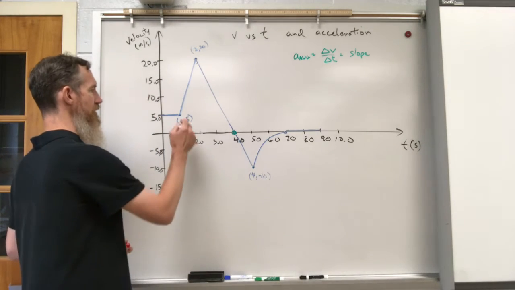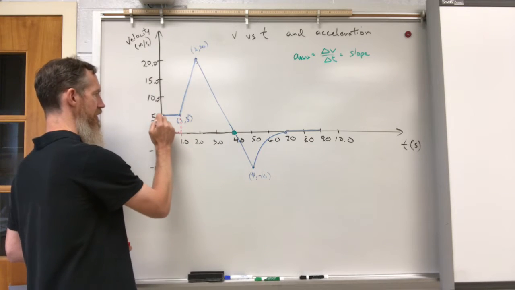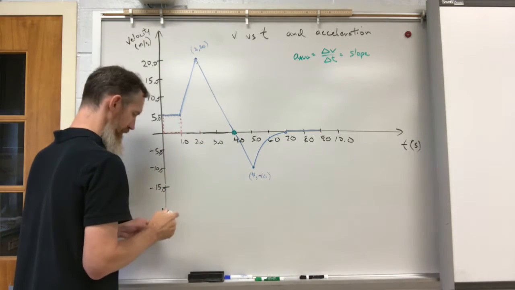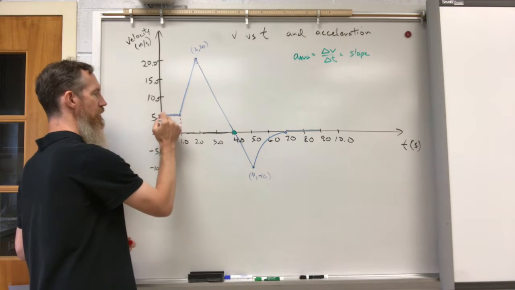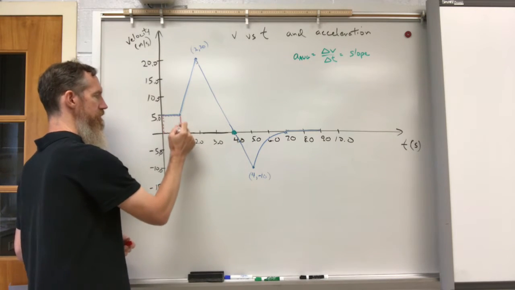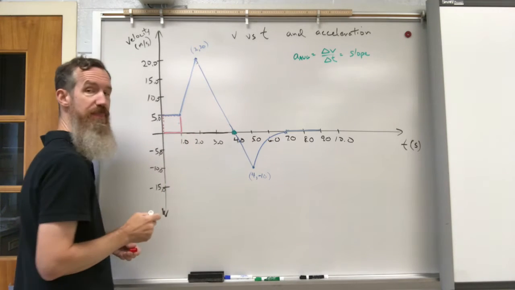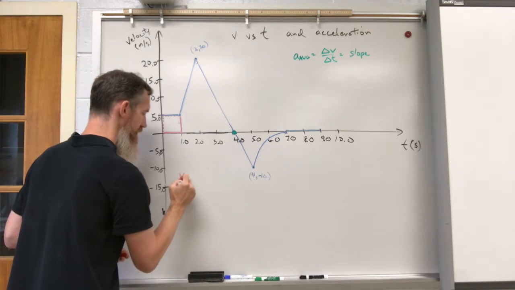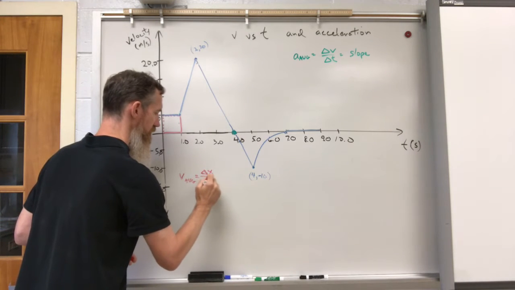Let's look at just this little section of the graph in red. And notice that we have 5 units of velocity. We have 1 unit of time. And if we look at the formula, velocity average equals change in distance over change in time.